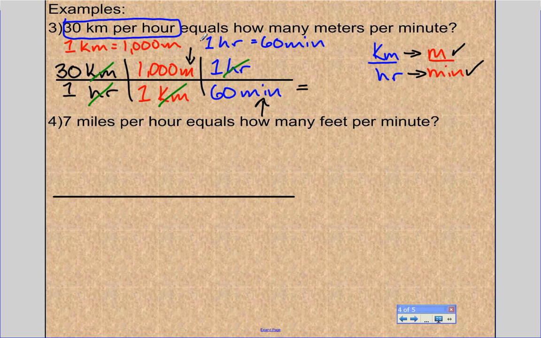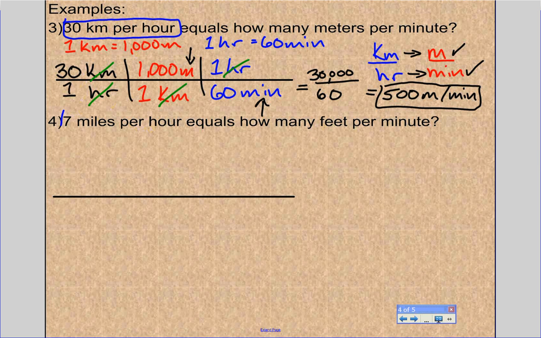30 times 1,000 times 1 gives me 30,000. On the bottom, I have 1 times 1 times 60, which is just 60. 30,000 divided by 60 is 500 meters per minute. And that's my answer. So 30 kilometers per hour is the same as 500 meters per minute. All right, let's look at the next one.